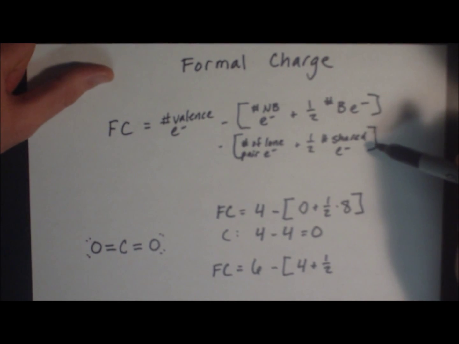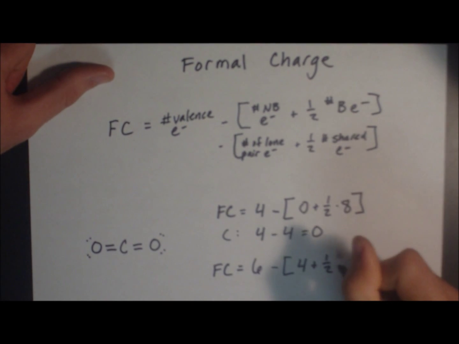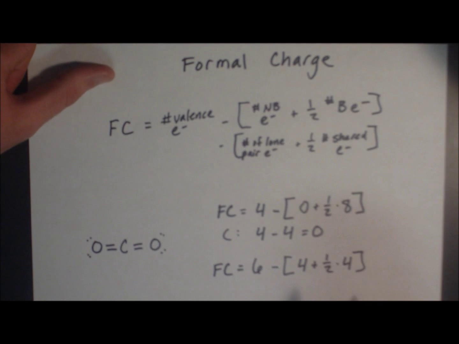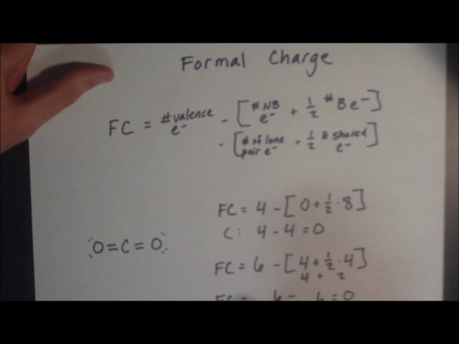half number of shared electrons. So like I said before, each of these bonds, 1, 2, indicates 2 electrons. So in total it has 4 electrons that are shared. Half of 4 is 2. 4 plus 2 is 6. 6 minus 6 is going to be 0. The formal charge of oxygen is 0.